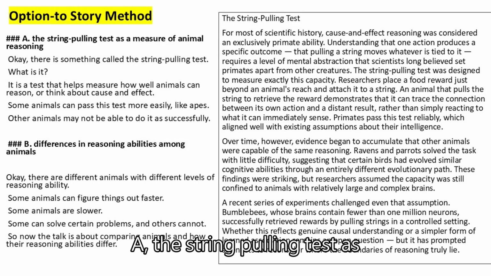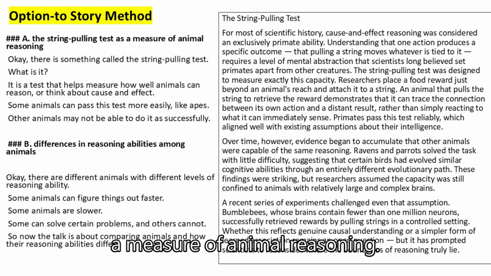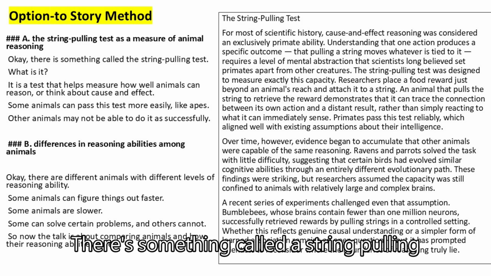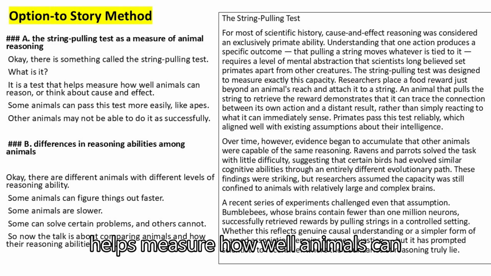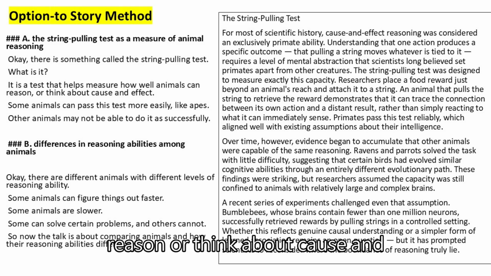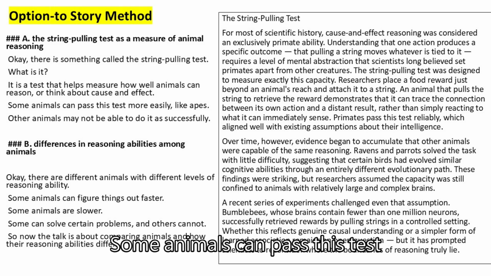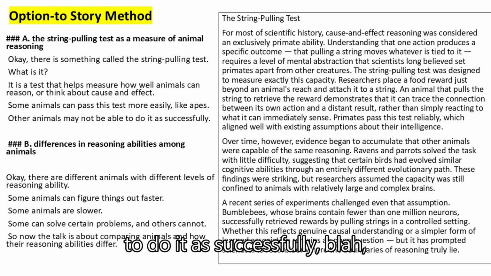A, the string pulling test as a measure of animal reasoning. All right, here's my talk. There's something called a string pulling test. This is how it's done, and it is a test that helps measure how well animals can reason or think about cause and causality. Some animals can pass this test more easily, like apes. Other animals may not be able to do it as successfully. So that's my little talk.